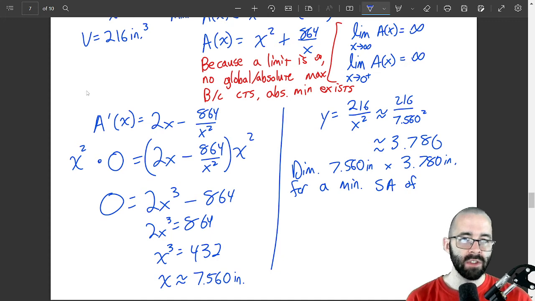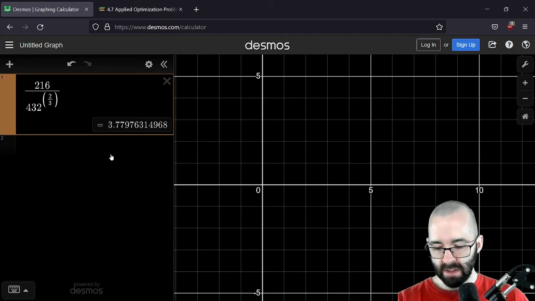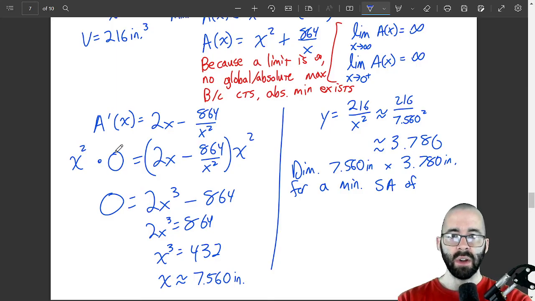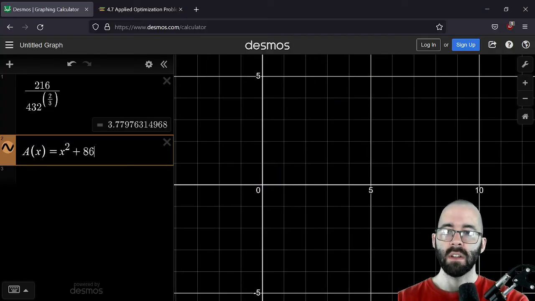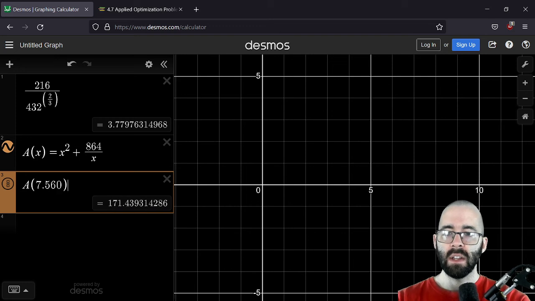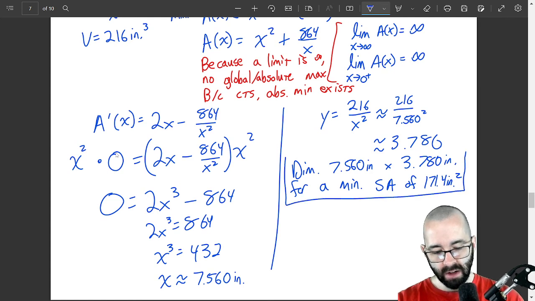So normally, right, when we find absolute extrema, we have to plug all the numbers in before concluding that we have an absolute minimum or absolute maximum. Here, because of that logic that's in red, I know this is an absolute minimum, but we do still have to plug it in to get the value. So our surface area equation is A is a function of x. It was x squared plus 864 over x. So the area when x is about 7.560, area is about 171.4 inches squared. It's an area.